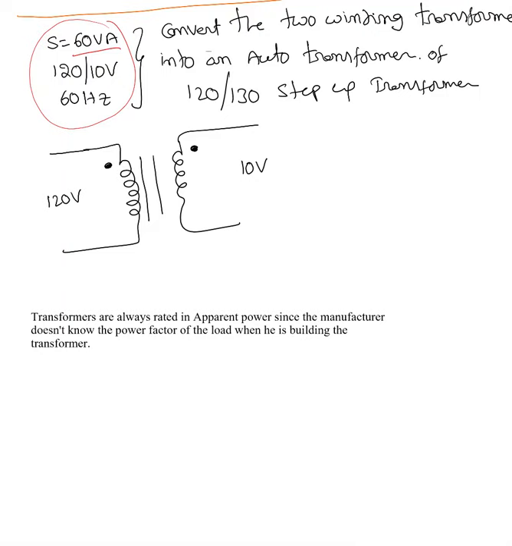Now the transformer rating is always in either kVA or VA. I mean, he will give you only the value of the S rating, not the P, because transformers are always rated in apparent power, since the manufacturer doesn't know the power factor of the load when he is building the transformer. So even if you look at the transformer in your neighborhood or behind your home, those transformers are rated around 100 kVA.